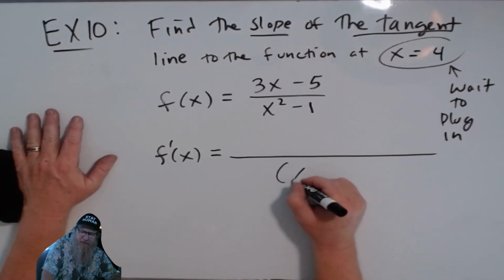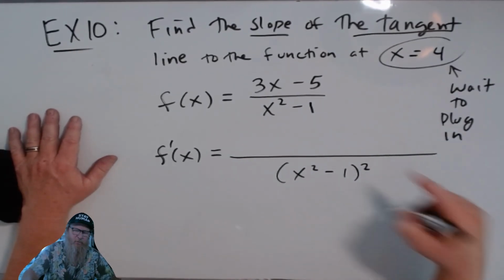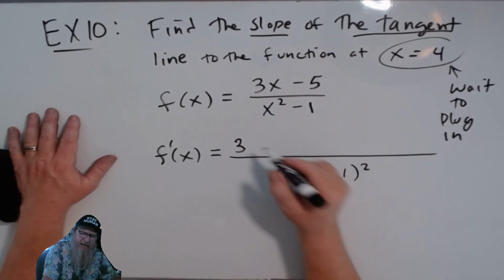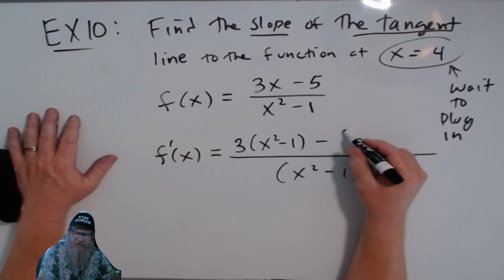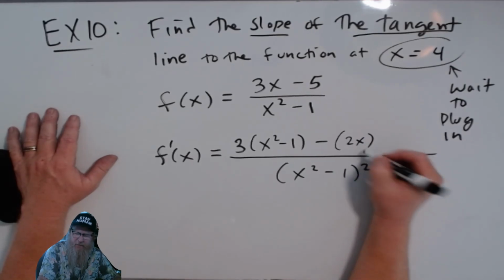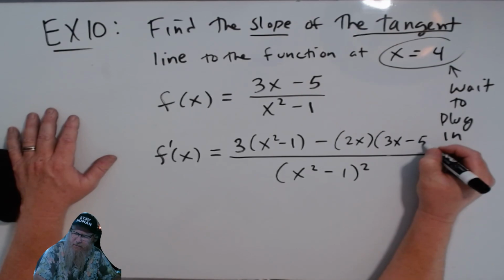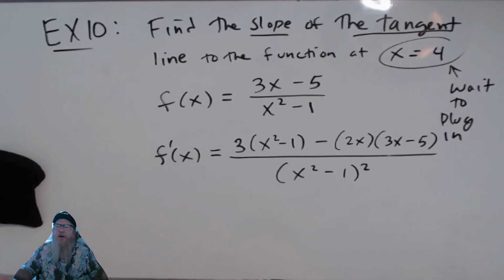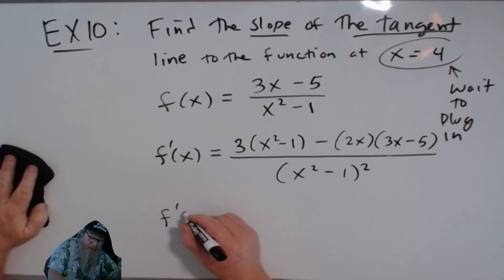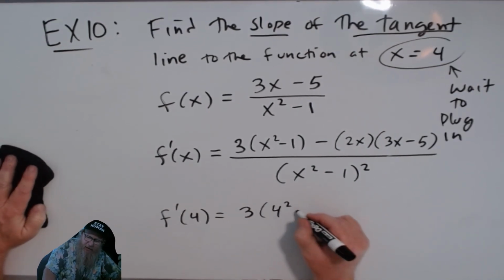So again, we have the denominator squared. Derivative of the top is 3 times the bottom minus the derivative of the bottom, which is 2x, times the top. And there's no need to clean this up. You could just plug in whatever value you're given. So you're given 4. Go ahead and plug in 4.